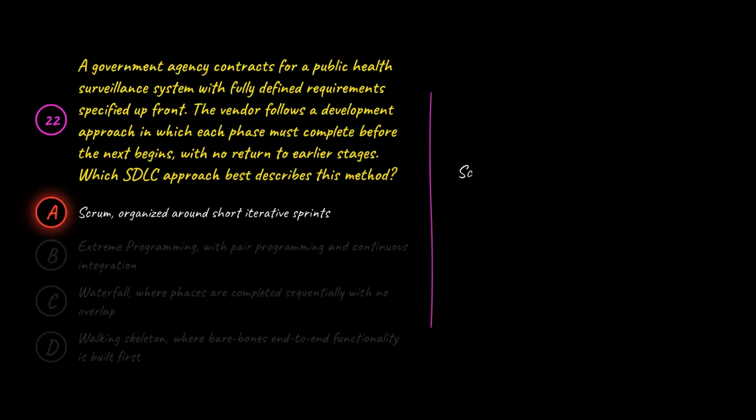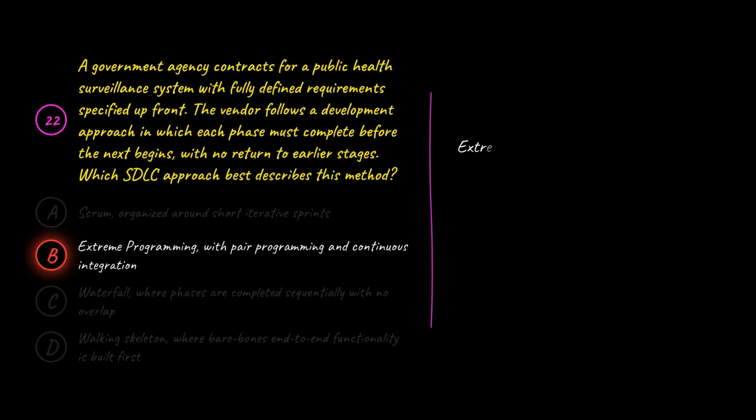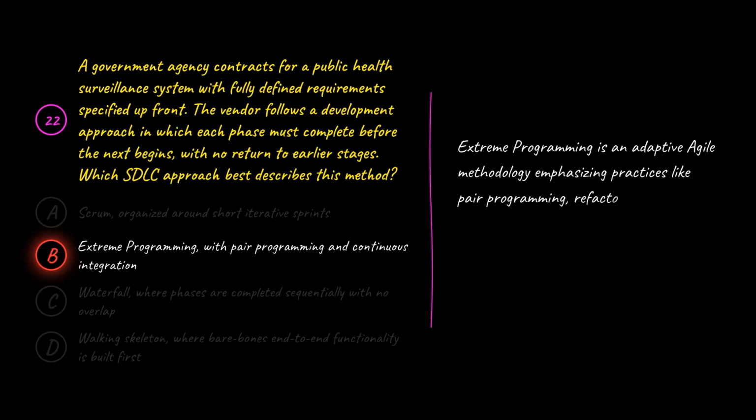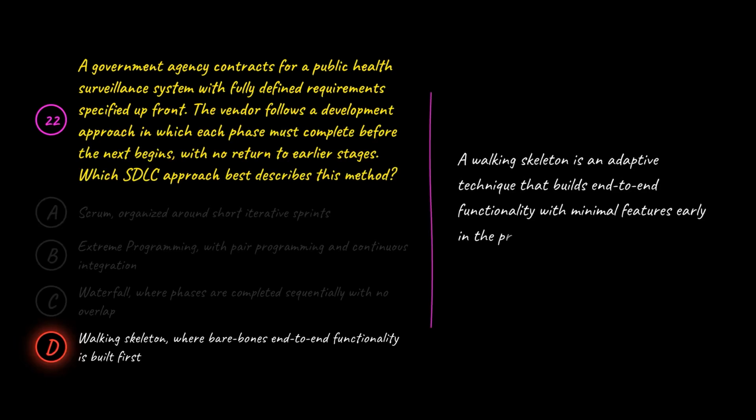A is wrong because Scrum is an adaptive Agile methodology built around short sprints and frequent feedback, the opposite of a rigid sequential flow. B is wrong because extreme programming is an adaptive Agile methodology emphasizing practices like pair programming, refactoring, and continuous integration. It is not characterized by no return to earlier phases. D is wrong because a walking skeleton is an adaptive technique that builds end-to-end functionality with minimal features early in the project. It does not describe a strictly sequential method.